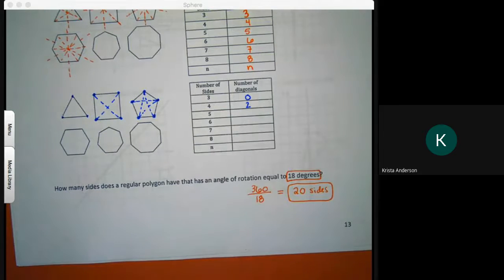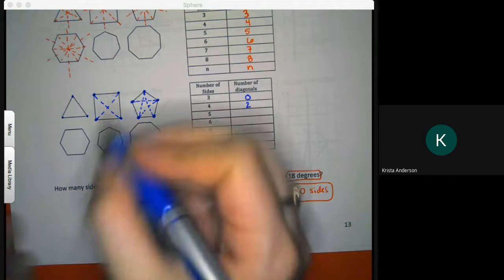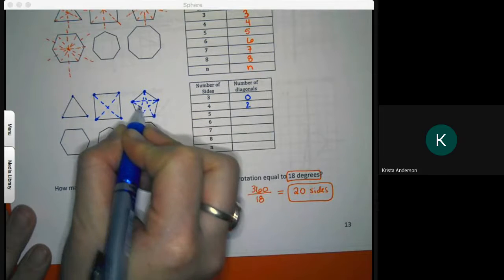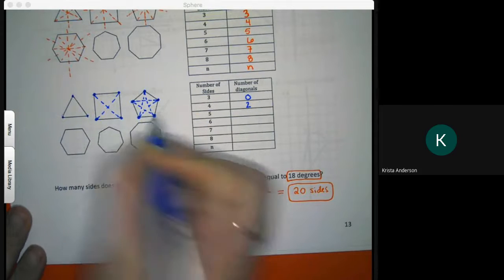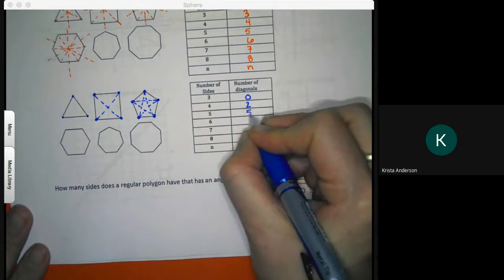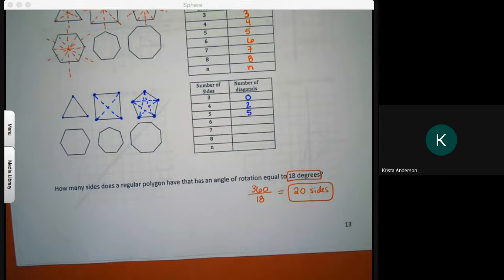Are there any other diagonals that I've missed? Here. That corner I missed. 5 diagonals. I don't want to double count any lines.